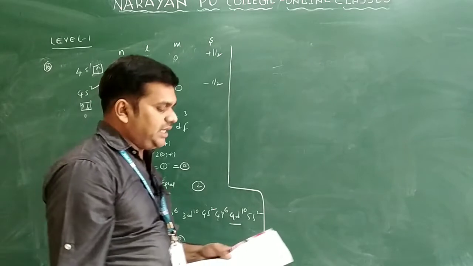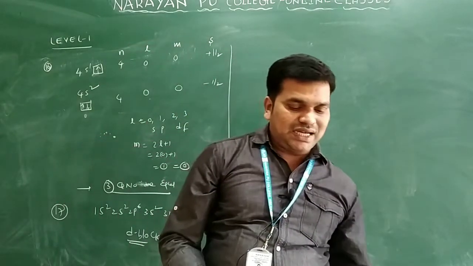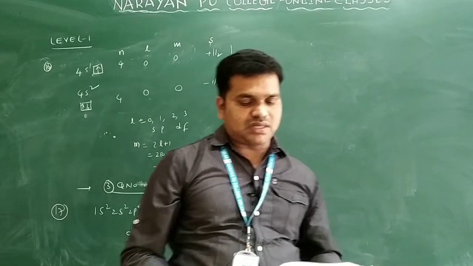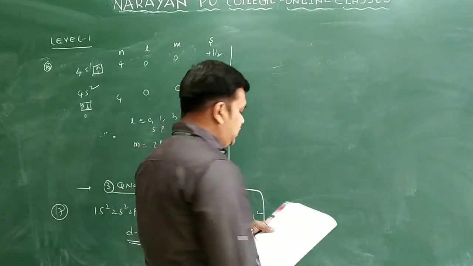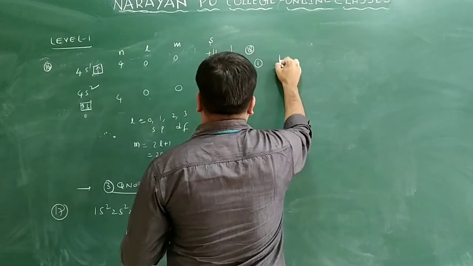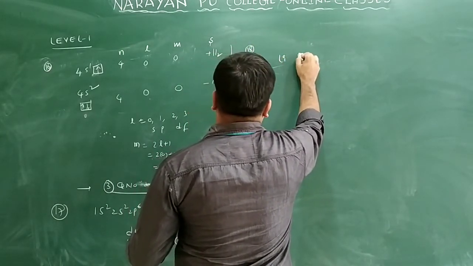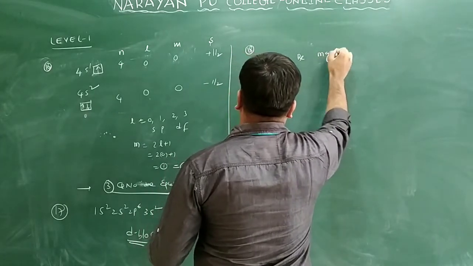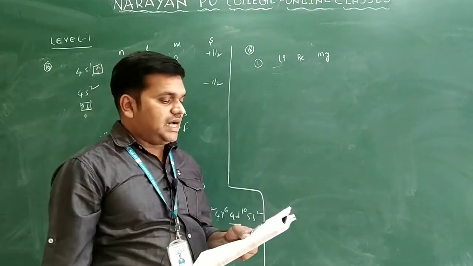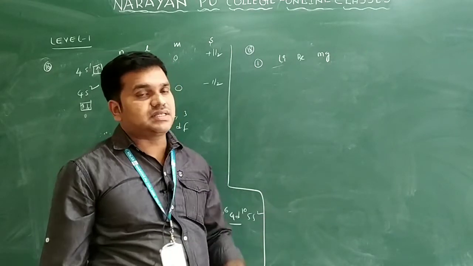Now let us see the next question we have. What is the correct order of the radii for these elements? Radii is being asked. In question number 18, lithium, beryllium and magnesium are given. They are asking for the correct radii order for these elements.